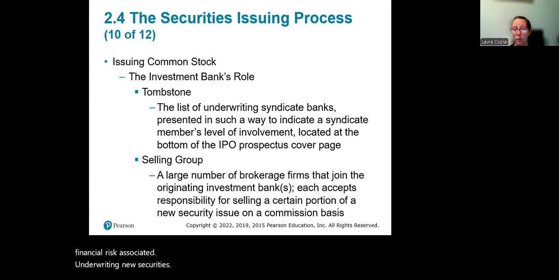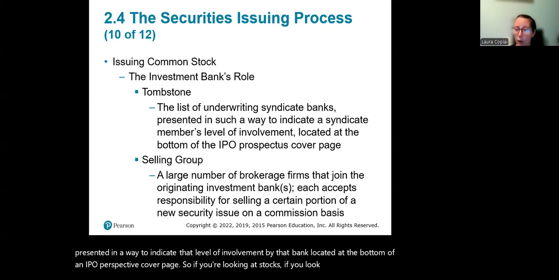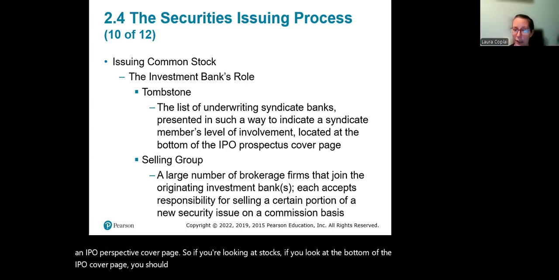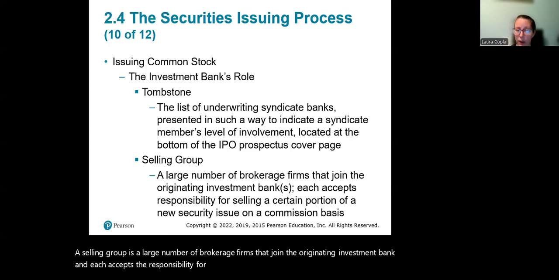So another term to look at is tombstone. This is the list of underwriting syndicate banks presented in a way to indicate the level of involvement by each bank, located at the bottom of an IPO prospectus cover page. So if you're looking at stocks, if you look at the bottom of that IPO cover page, you should see all of those syndicate banks working together that have taken on this role. A selling group is a large number of brokerage firms that join the originating investment bank, and each accepts the responsibility for selling a certain portion of a new security issue on a commission basis.